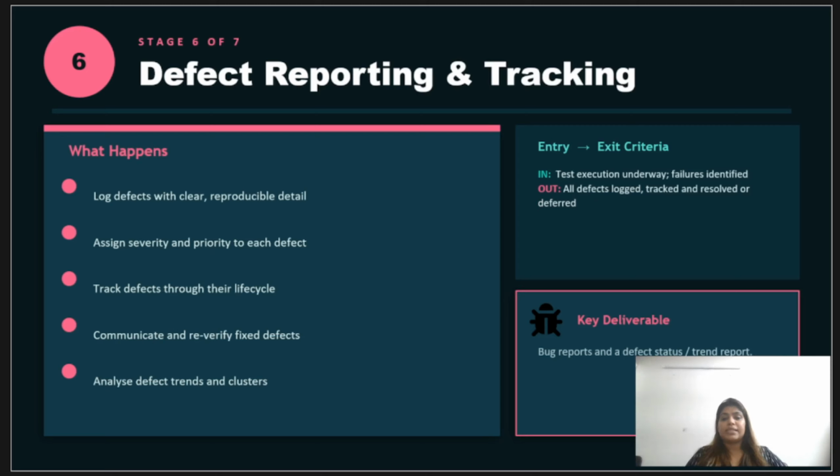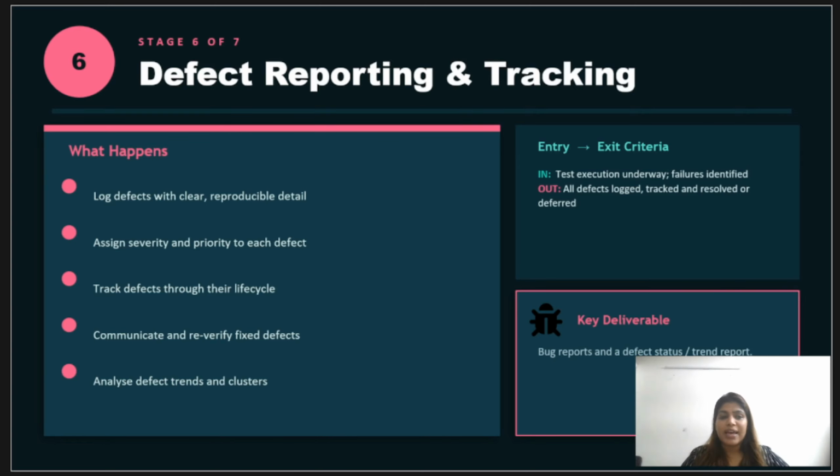Now we come to stage 6, which runs hand in hand with the execution. Finding a bug is only half the job. Communicating it clearly so it gets fixed is the other half. A poorly written bug report is a bug that will never get fixed.